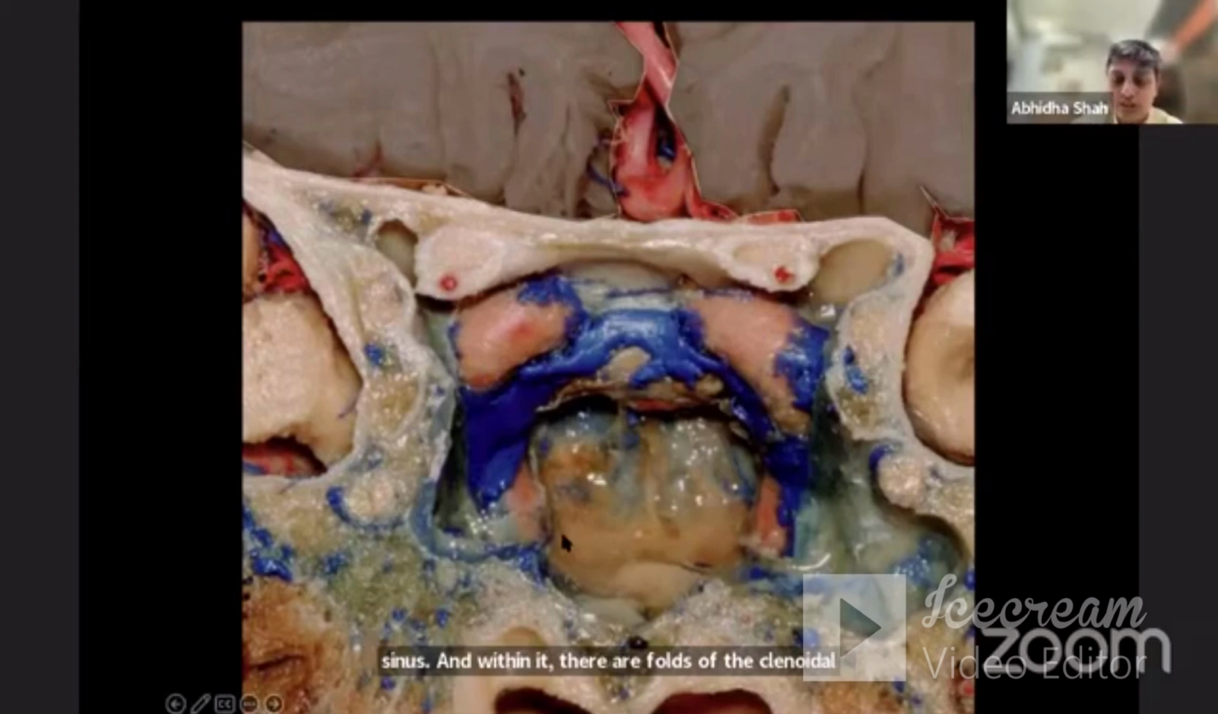So you see in this coronal cut, this is the sphenoid sinus. Here, there is a sinus that connects both the cavernous sinuses. There is one anteriorly and one posteriorly. The posterior intercavernous sinus is the bigger one, and this is the anterior intercavernous sinus. And of course, this is the carotid artery.